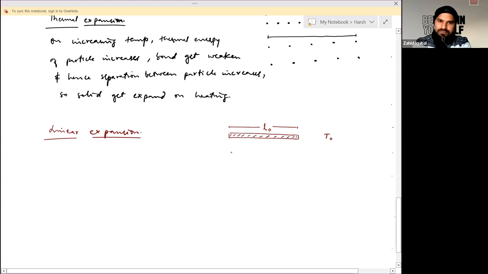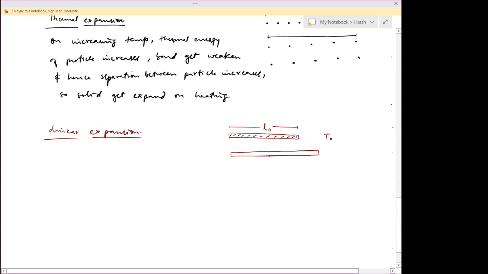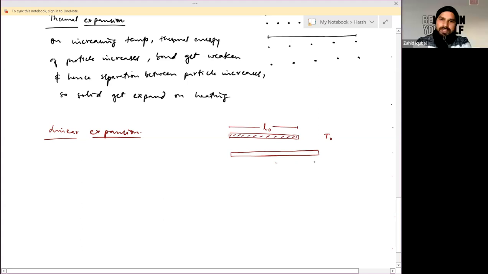If you increase the temperature of this particular part, it may extend up to this point to acquire length L at temperature T. So from this point to this point, the change in length, or elongation, is delta L.